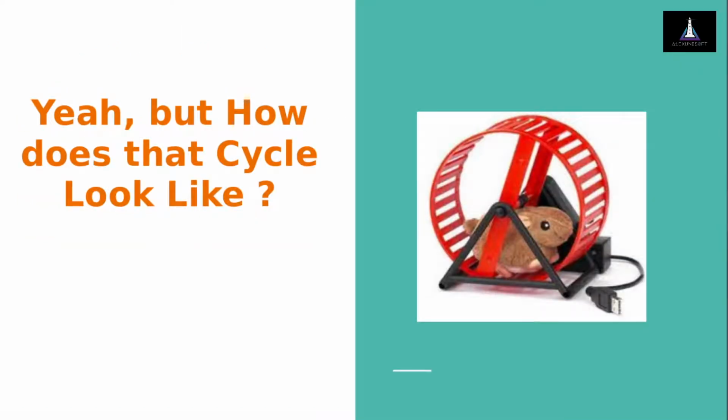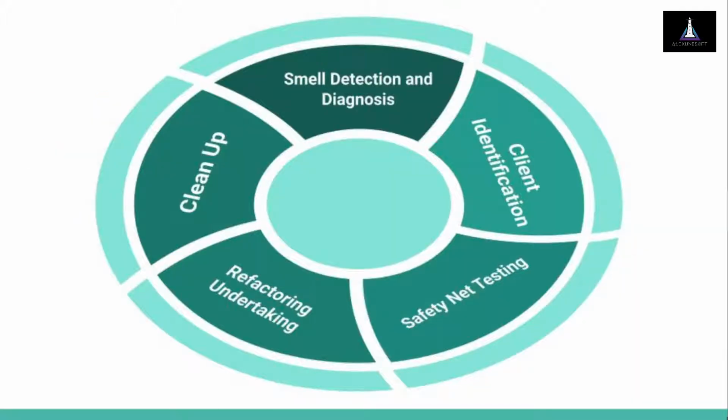Now, basically, that's okay, but what does this cycle look like? And if I wanted to graphically represent this, how would I do that? Basically, this is what the cycle looks like. You need to start reading it from the top center, and the quadrants go clockwise. So I would go with smell identification and diagnosis, then client identification. Then you build your safety net, and you refactor the smell, and then you clean up after yourself. So what is that? Let's talk about each and every one of those.